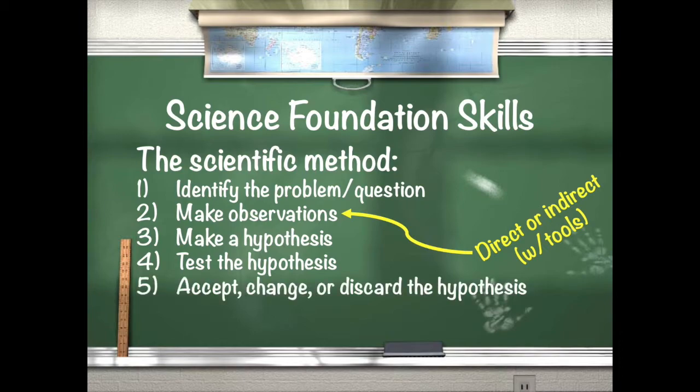Which leads us to the last step, which is to accept it because your results seem to indicate the hypothesis is correct. Change it because perhaps the hypothesis is not correct, but with some alteration, if you will, then it could be correct, or correct perhaps in a different scenario or under different conditions. Or discard it altogether because the hypothesis is not correct nor indicates whatsoever that it will ever be correct.